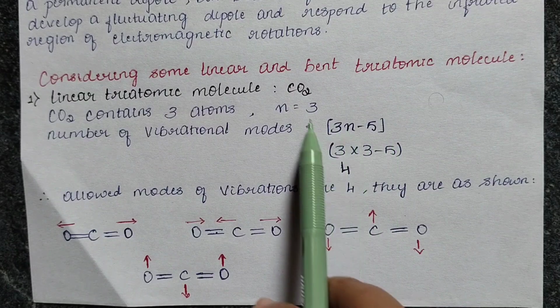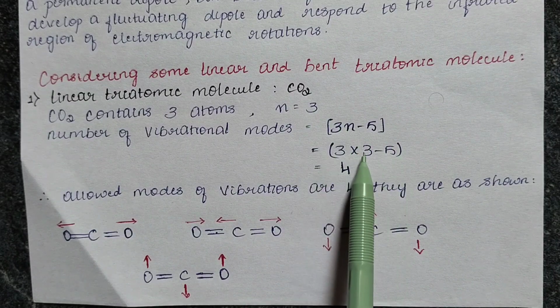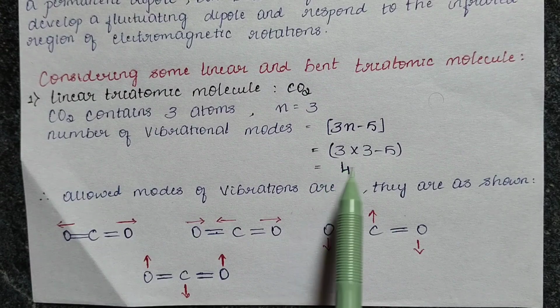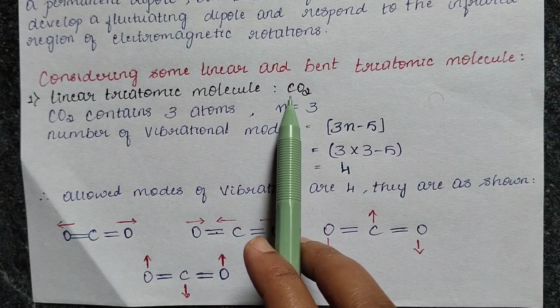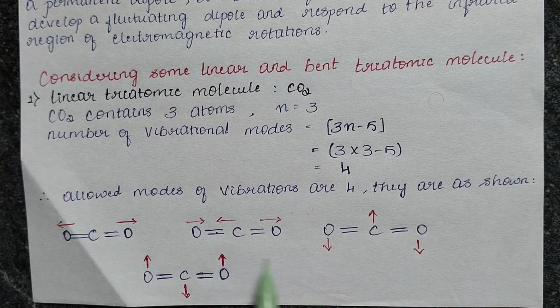Here n represents the number of atoms. So substituting 3 into 3n minus 5, we will get 4. So the number of allowed modes of vibration in a molecule of carbon dioxide is 4. Now let us see what those 4 modes of vibration are. The first mode of vibration is this one. This is the structure of carbon dioxide.